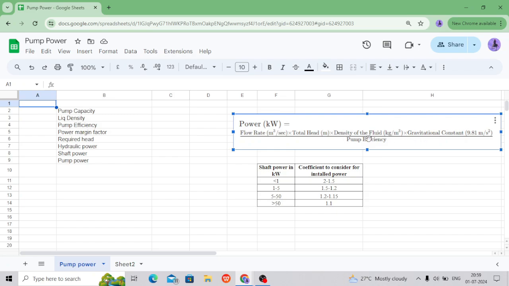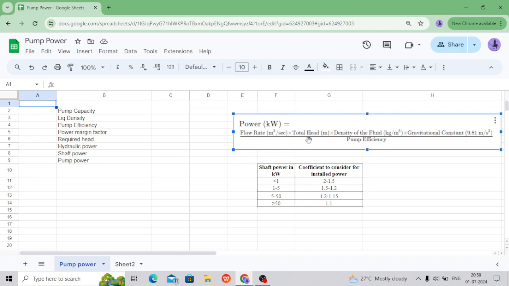So guys, before getting into the calculation part, let's firstly understand in brief the following terms. The first term is flow rate. The flow rate is the volume of the fluid that the pump moves per unit time, and it is usually measured in cubic meter per second. Then the next term is total head. The total head is the height at which the fluid is to be raised by the pump, and it is measured in meters.